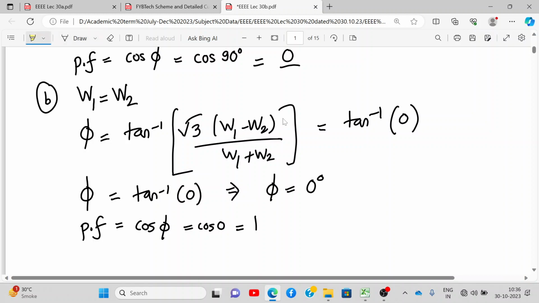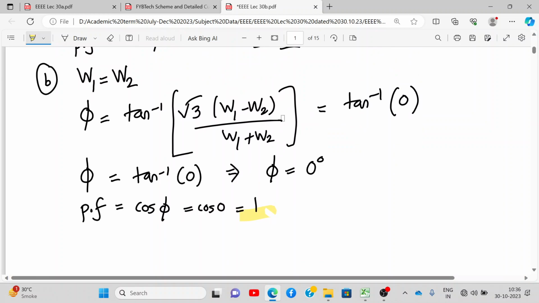Please write it down. I hope you're following this. I hope you are able to understand. W1 is equal to W2, so the numerator will become 0, and tan inverse of 0, the angle will be 0 only. For the third case, do it and tell me.